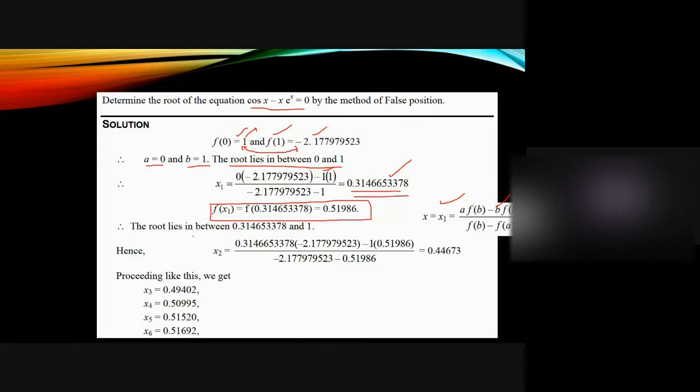Now you found that the root lies between 0.314, which is the new a value because we found it by using the equation, and this will be the previous b value. So repeating the steps again, you will find a converging x2 as 0.44673. Then you will proceed like this so that you find that at x6, it is at f of 0.51692, this equation is getting converged.